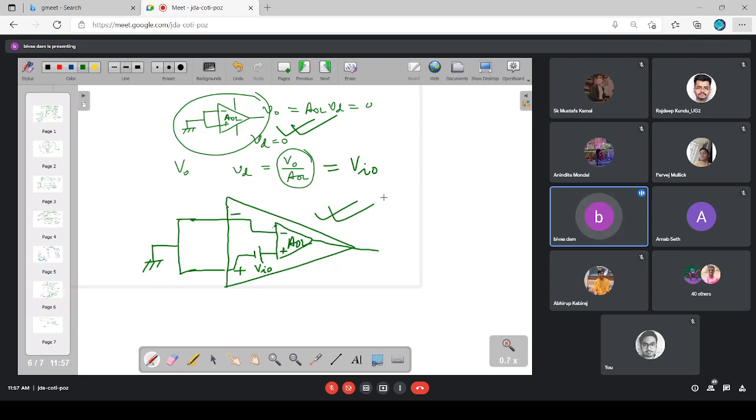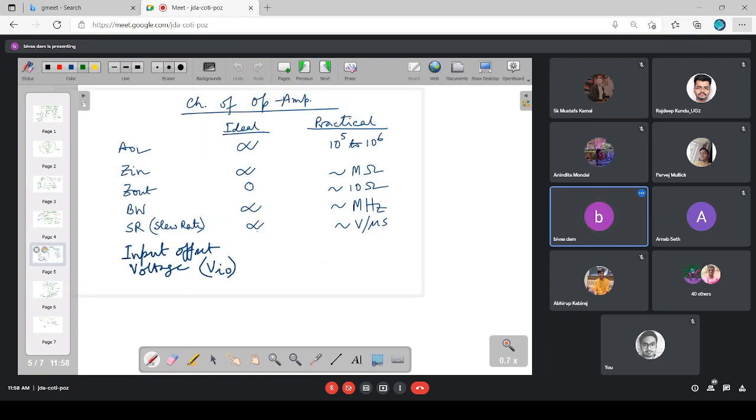to give some reasoning behind that non-zero output voltage in the case where the two input voltages are at the zero level, that is, VD is zero. So in the characteristics of the operational amplifier, this input offset voltage VIO should ideally be zero, practically of the order of millivolt.